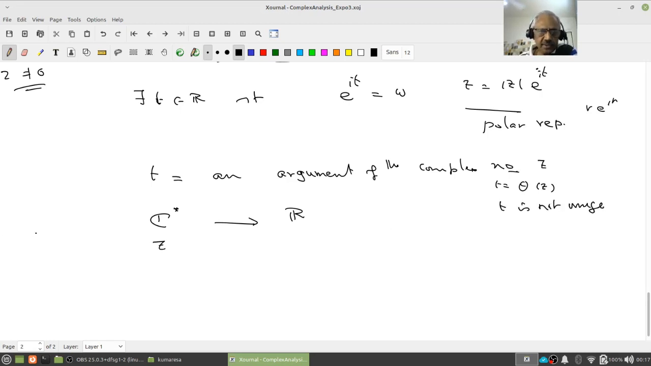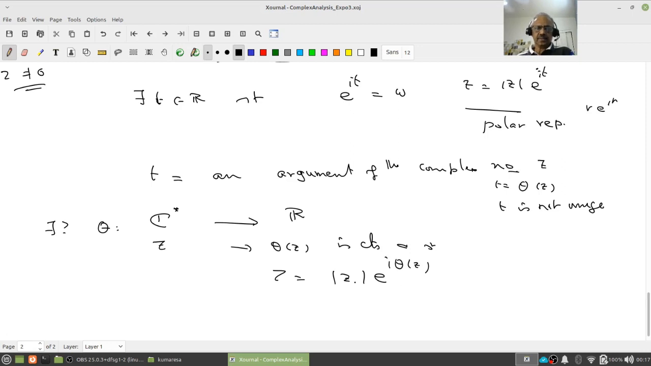So my question is, does there exist a theta, such that z going to theta of z is continuous, and such that z is mod z times e power i theta of z? What does it mean? Try to understand. Do not be intimidated by this.